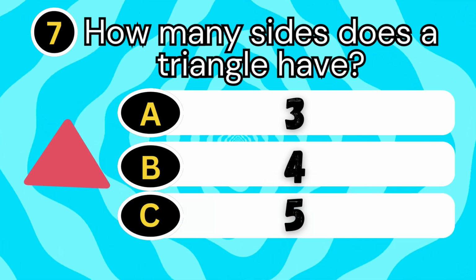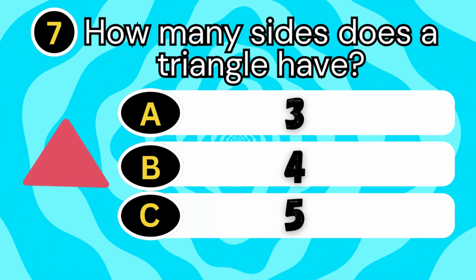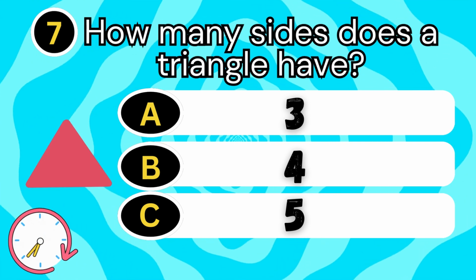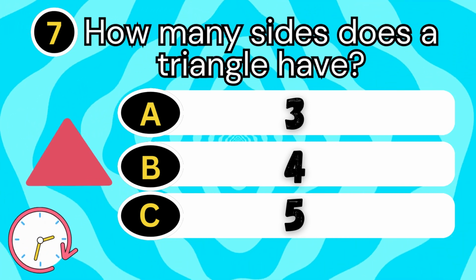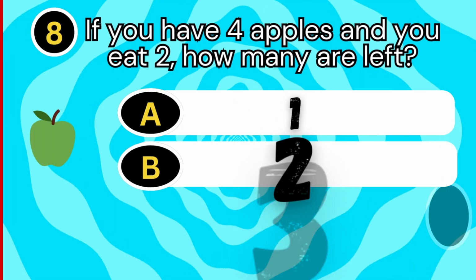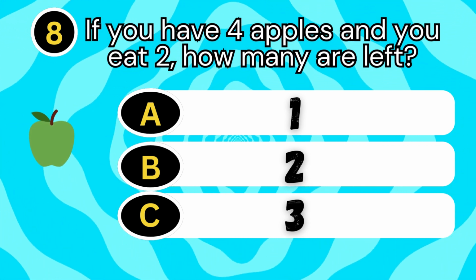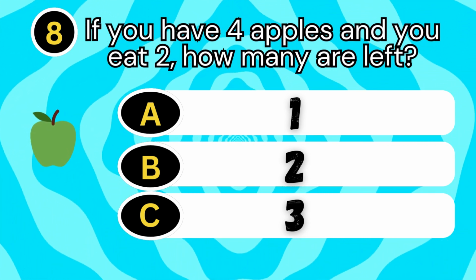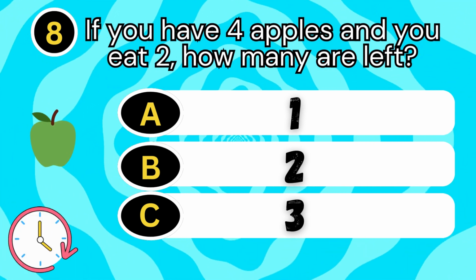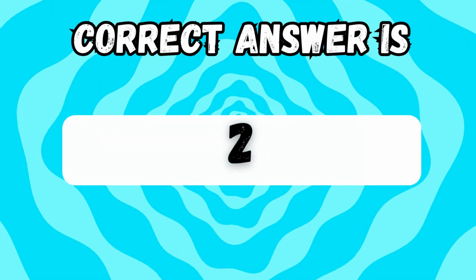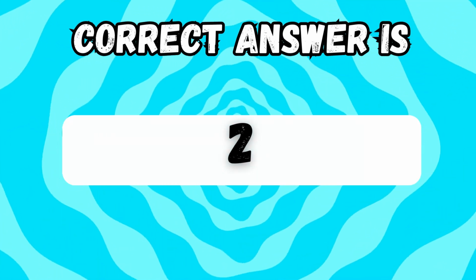How many sides does a triangle have? 3, 4, 5. The correct answer is 3. If you have 4 apples and you eat 2, how many are left? 1, 2, 3. The correct answer is 2.